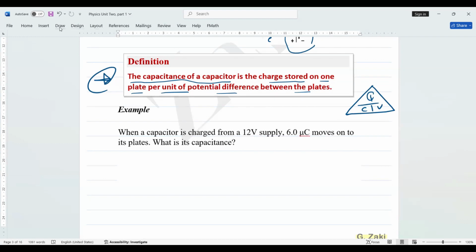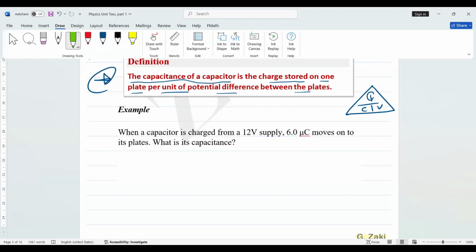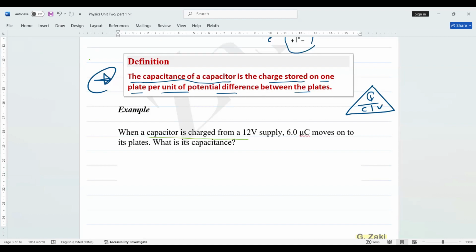Now, let us read the question to check your answer. When a capacitor is charged from 12 volt, this is the voltage, 12 volt, 6 microcoulomb. Microcoulomb is a unit of charge. Then Q equals 6 microcoulomb. I advise you to convert it to coulomb: micro is 10 power negative 6. What is the capacitance? Capacitance is denoted by C.